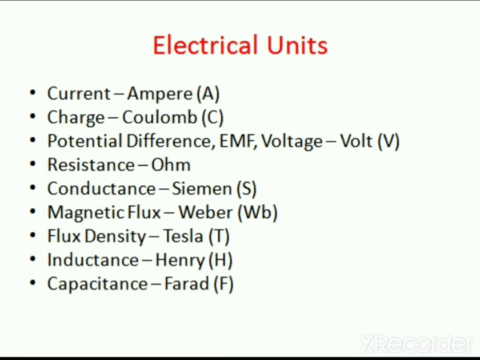Next is potential difference, EMF and voltage. The SI unit of potential difference, EMF and voltage is volt, that is same for all these three quantities, and it is defined as potential difference between 2 points on a conductor that carries a constant current of 1 ampere when 1 watt of power is dissipated between those points.